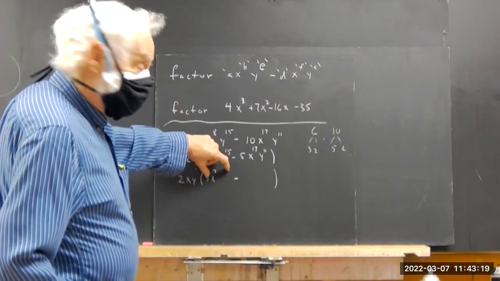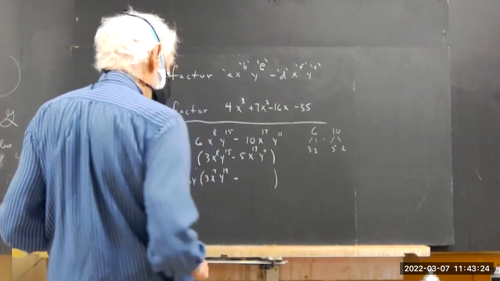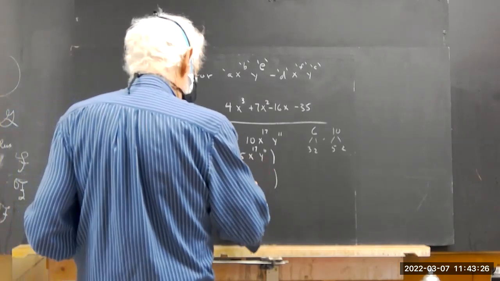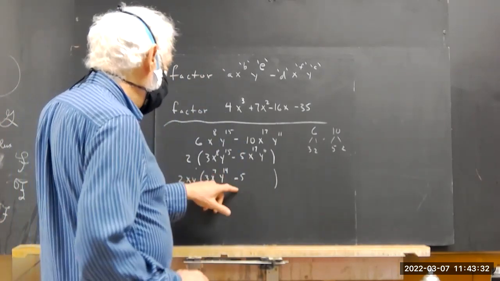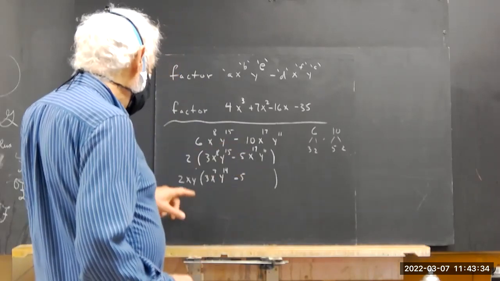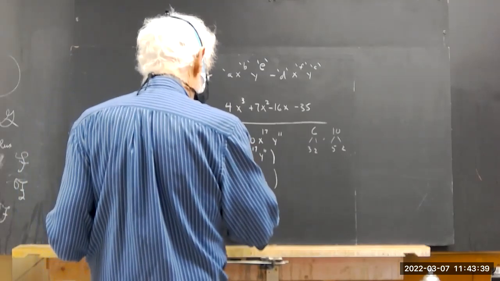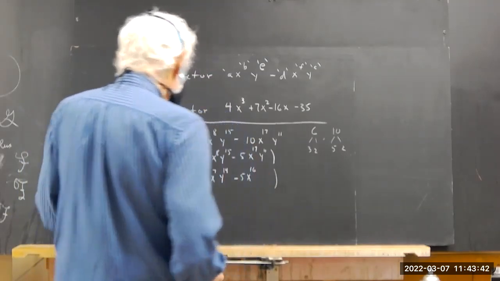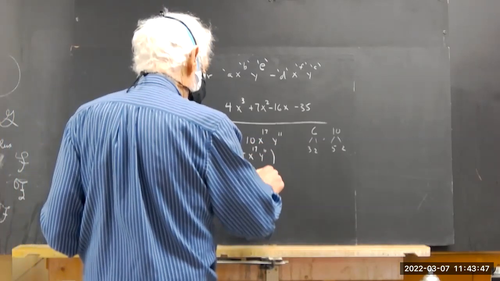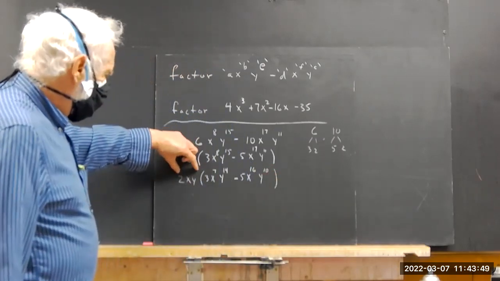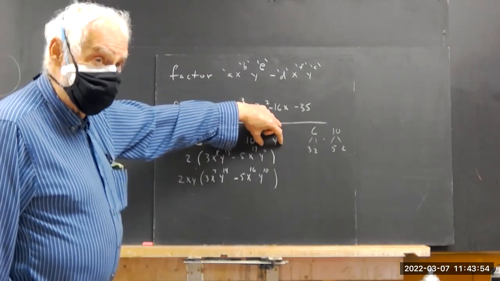Okay? And also, I need a y to the 14th. Okay, over here, multiplying by 2xy, well, the 2 times negative 5 is going to give me 10. What would I multiply x by to get x to the 17th? It has to be x to the 16th. What would I multiply y by to get y to the 11th? It would have to be y to the 10th. If I multiply all this out, I get back to my original expression.